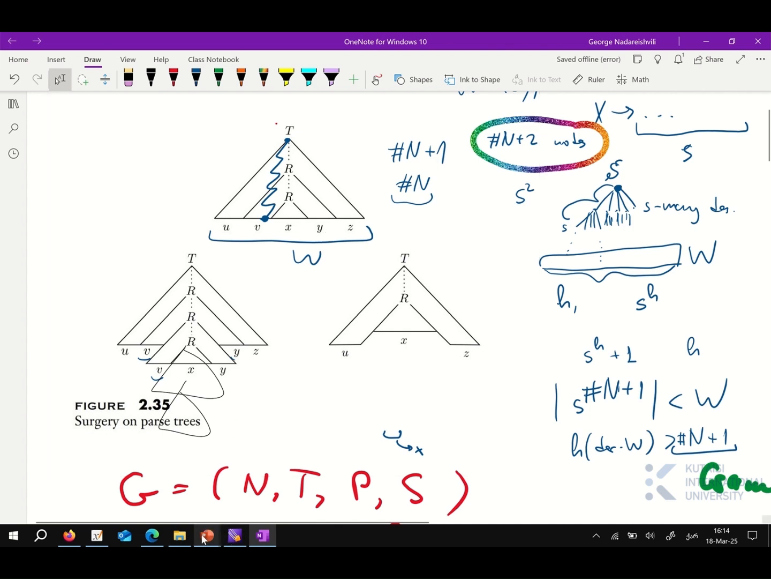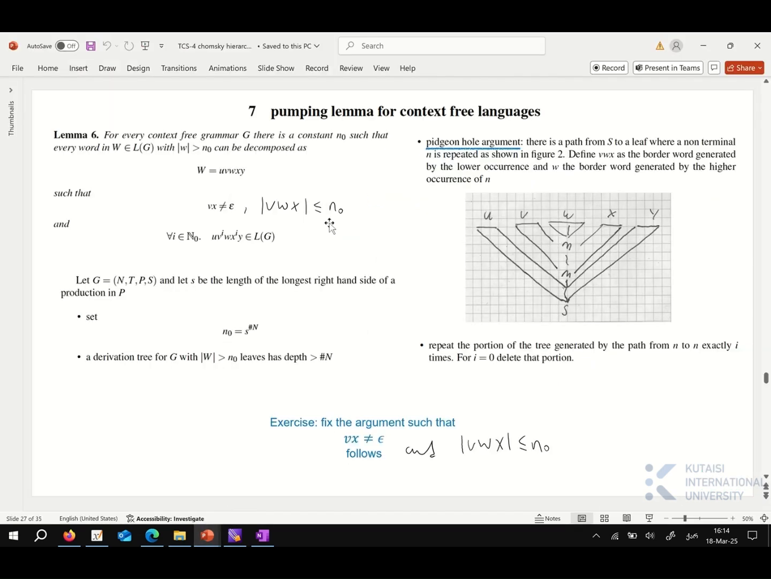There is a caveat here, though, that I have to prove, namely that v and x are not epsilon. And I will leave it as an exercise. I will put it in the exercise sheet, and this is an important exercise. This will ensure that you understand this proof, and modify the argument so that you can prove this as well.